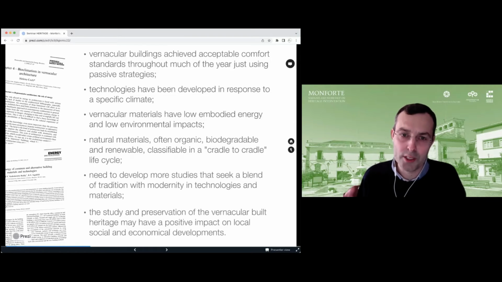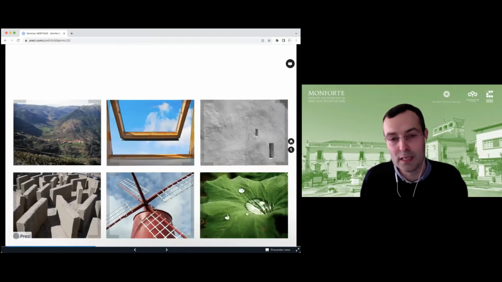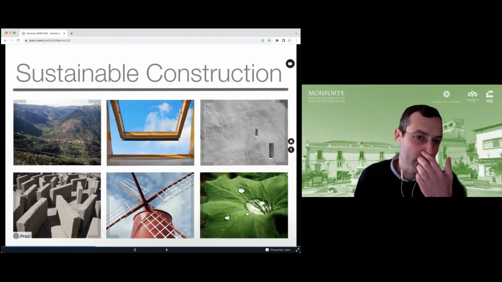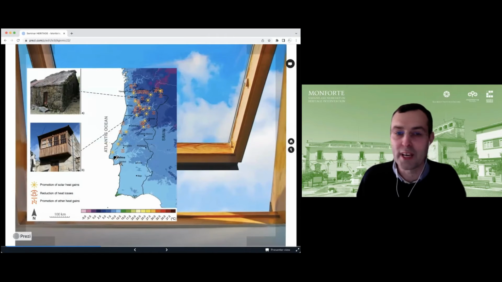And we need to try to use the best of the technology that we have now and merge it with some of the low-tech strategies they had at the time, and improve these techniques. Most of the strategies or sustainability principles that we find in vernacular architecture, such as the use of soil, passive heating strategies, passive cooling, use of local materials, renewable energies, rainwater harvesting, etc., are the basis of what we now call sustainable construction.